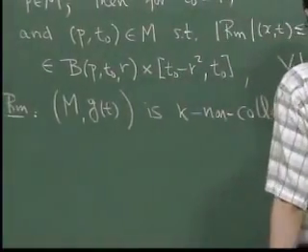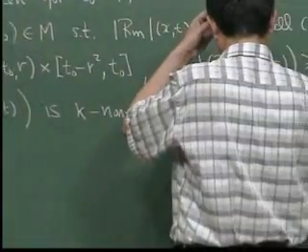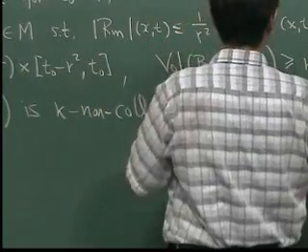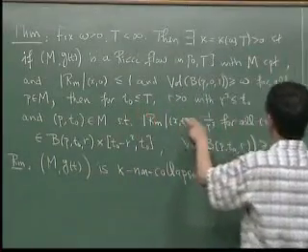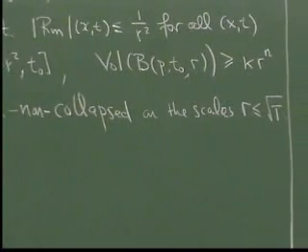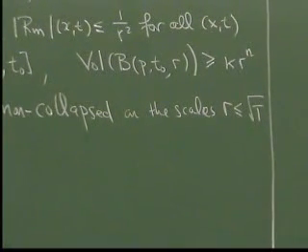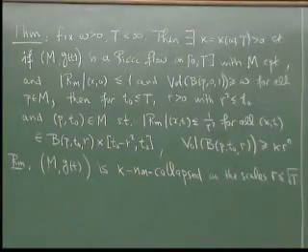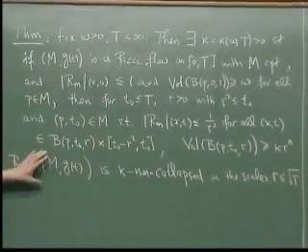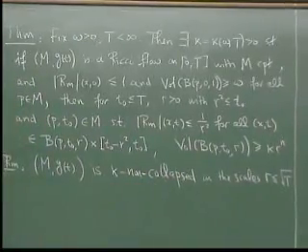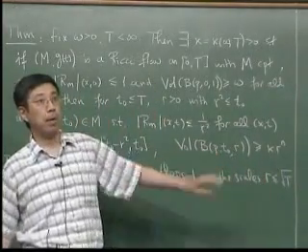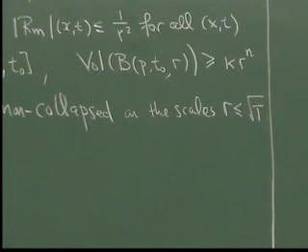Non-collapsed on the scales R less than or equal to this quantity, because we require R less than or equal to T0, so basically R less than or equal to capital T here. You can take this as a definition. Later on, if I say this is kappa non-collapsed on a certain scale, that means this. If I say for all R this is true, then I say it's kappa non-collapsed on all scales.